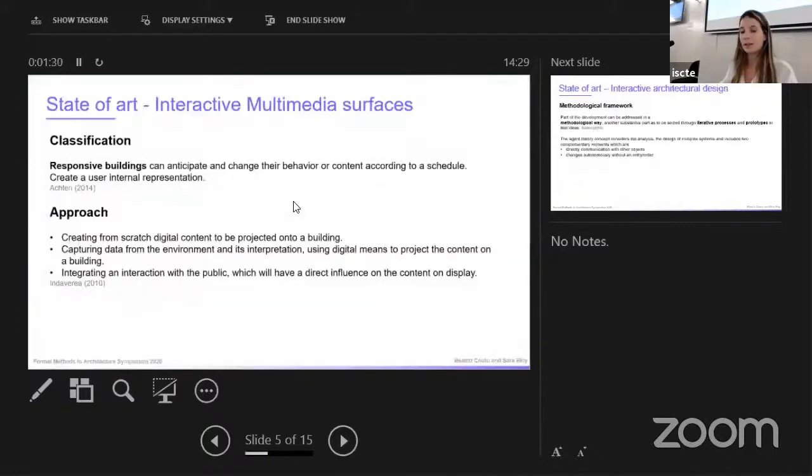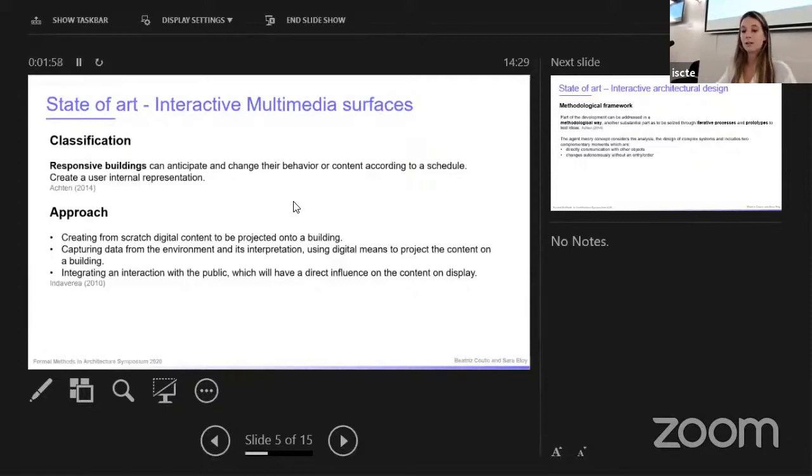So, state of the art: interactive multimedia surfaces. There are two highlights that we should make, in terms of classification and approach. In terms of classification, the author Ashton says that responsive buildings are the ones that can anticipate and change their behavior or content according to a schedule. And that also means that it always creates an internal user representation.